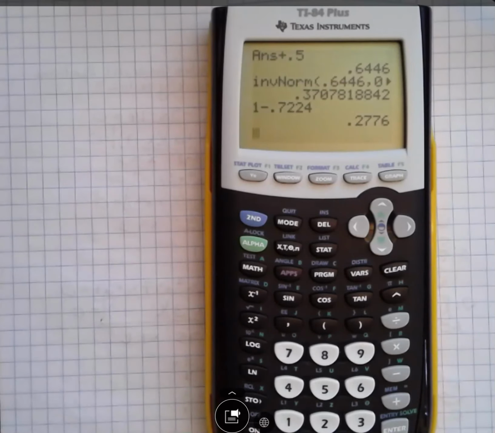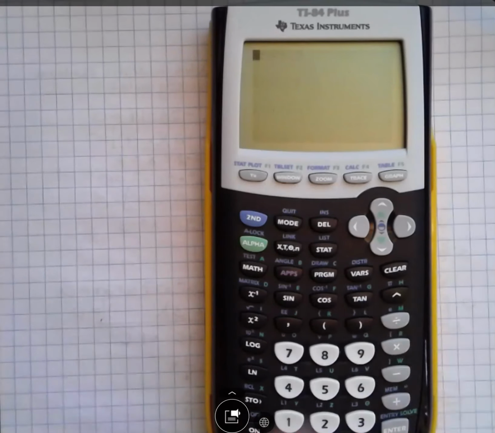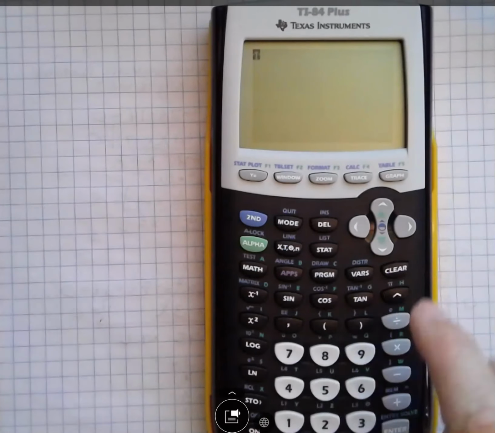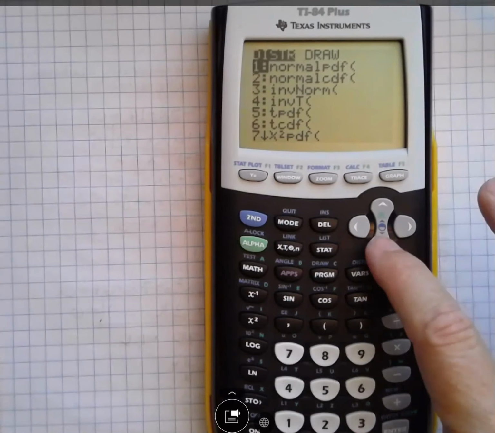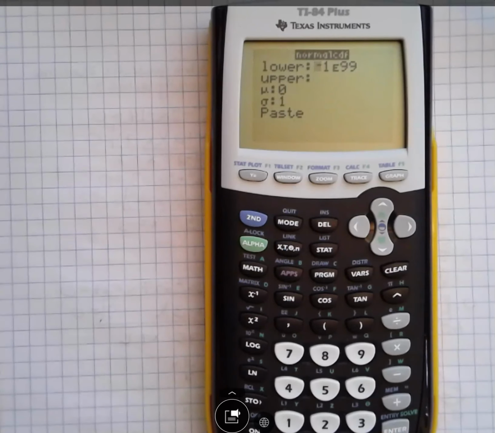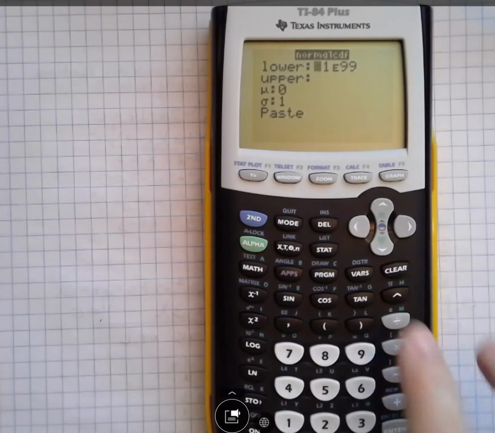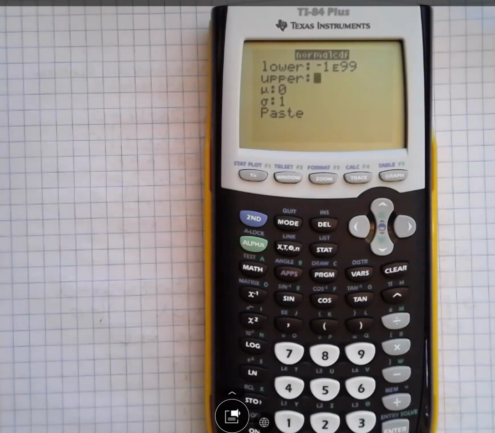So we have this on. I'm going to just clear all that screen, and then I'm going to hit second function, VARS, or distribution. And for this we want the normal CDF. So I'm going to go down to 2 and hit enter. And my lower value is negative 1 E 99, and my upper value is negative 1.52. So negative 1.52, that was my test statistic.